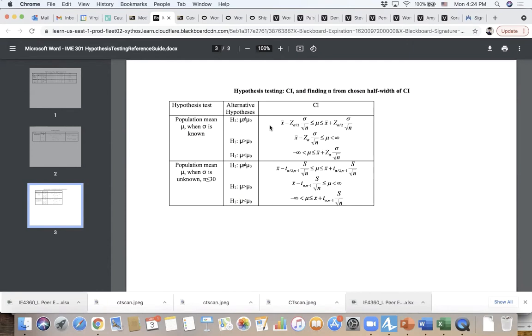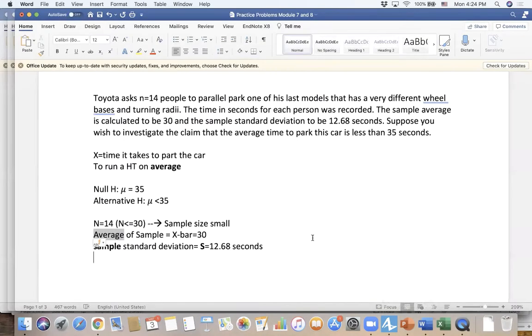Okay, got it. Thank you. Sure. Pick the right formula, plug in the numbers, then you're all good to go. Okay, so that's that. Any question regarding this problem, guys?